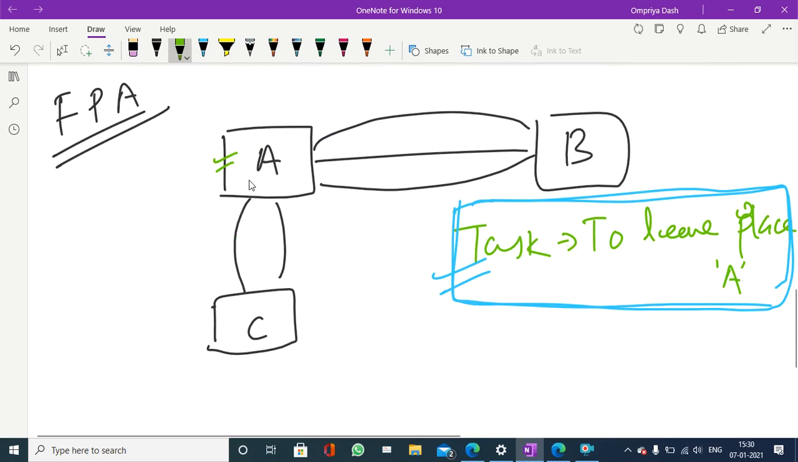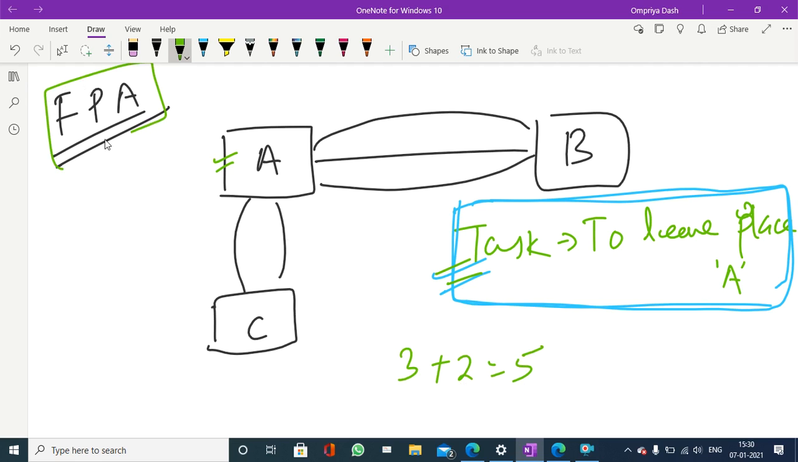So in this case, if I want to calculate how many different ways I can complete this task, then 3 plus 2 is equal to 5 different ways. This is called the fundamental principle of addition.